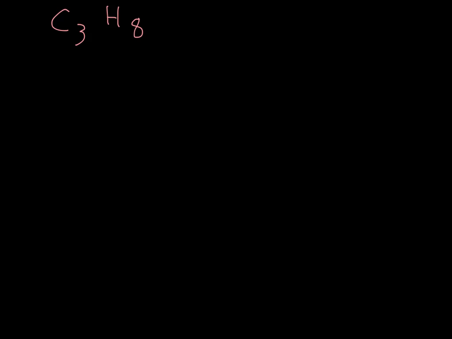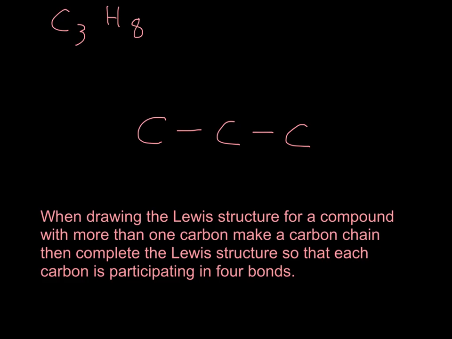So when you have a compound in front of you with a lot of carbons, take those carbons and connect them all together in a series. That's the first thing you'd want to do. Then complete your molecule in such a fashion that each one of those carbons has 4 bonds. So, when drawing the Lewis structure for a compound with more than one carbon, make a carbon chain, then complete the Lewis structure so that each carbon is participating in 4 bonds.